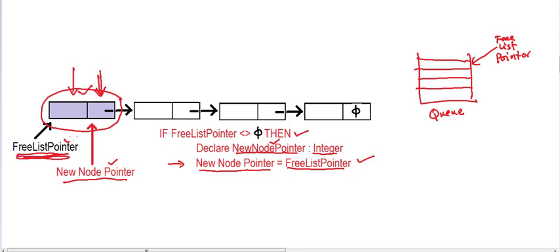So we'll have to make the free list pointer point to the next node, and the next node is the node that this node is pointing at. As we can see here, this node is pointing towards this node. So this is the node that we want the free list pointer to point at, and this PTR value is basically pointing towards this node. So we want our free list pointer to take this value, and when it does, the free list pointer will also be pointing towards this node.